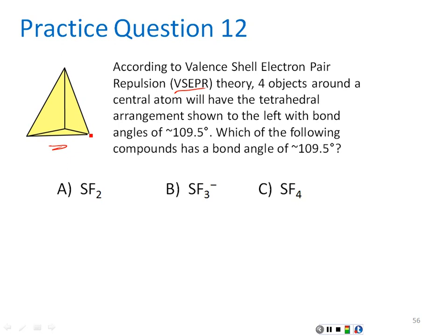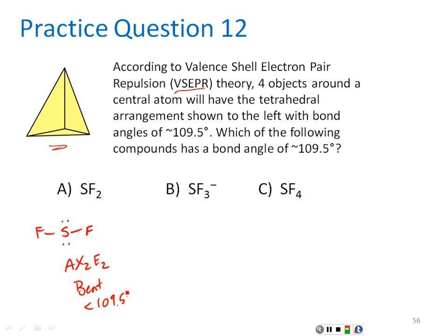So let's look at SF2. The Lewis structure would be this. Again, I'm not showing the fluorine valence electrons. That would be an AX2E2. And if you remember, AX2E2 is a bent molecular geometry. So the angle is going to be less than 109.5.